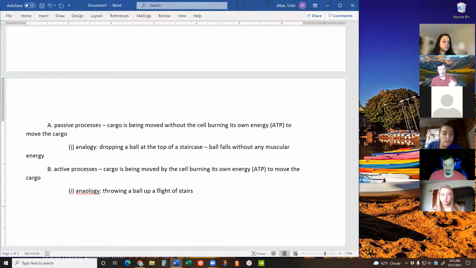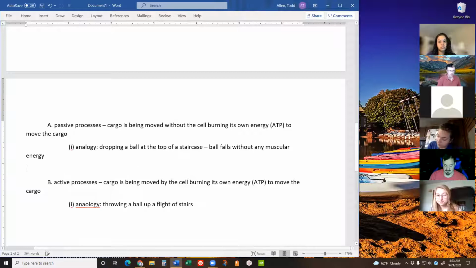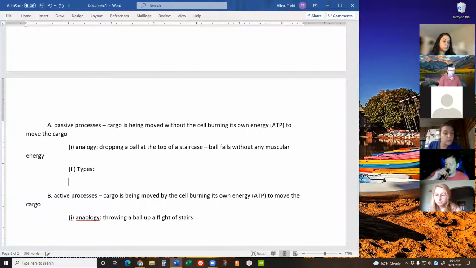Okay, there are multiple types of passive processes, multiple types of active processes. Let me list the types out in our notes here. Then we'll start watching some videos, then we'll come back and define them in more specific detail, okay? So different types of passive processes will include the following.